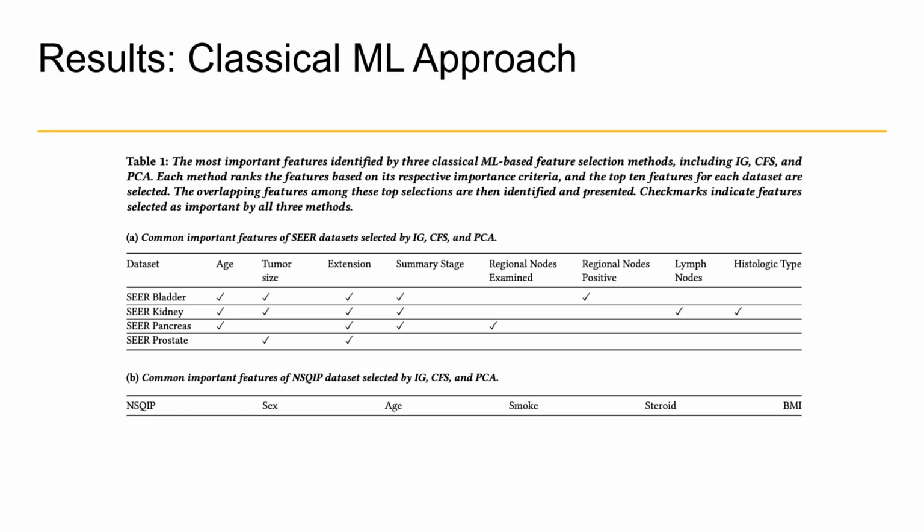So these are the results for the classical machine learning approach. Across both data sets, classical ML methods produced consistent results. For SEER, features like age, tumor size, summary stage, extension, and lymph nodes were consistently identified across all methods. For NSQIP, the classical methods identified BMI, age, diabetes, smoking, and steroid as the top predictors for reoperation, and all these selections aligned closely with established clinical knowledge for both oncology and surgical outcomes.